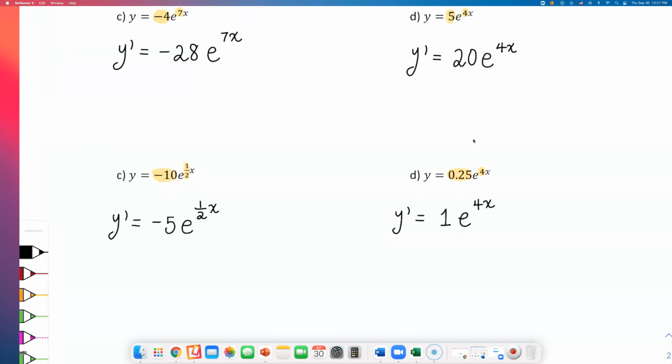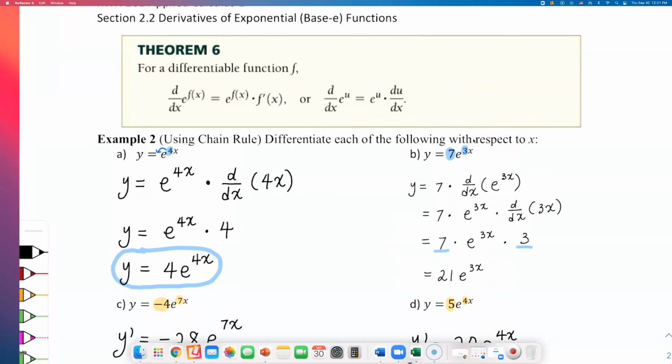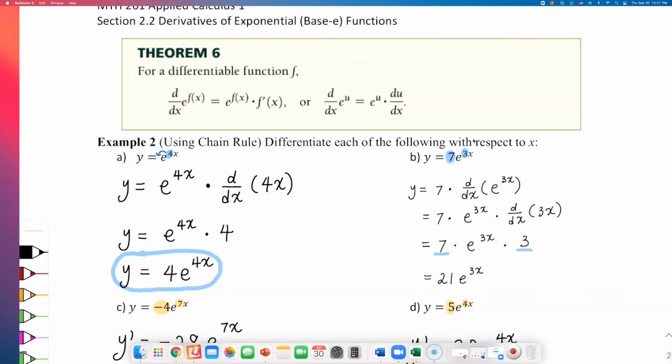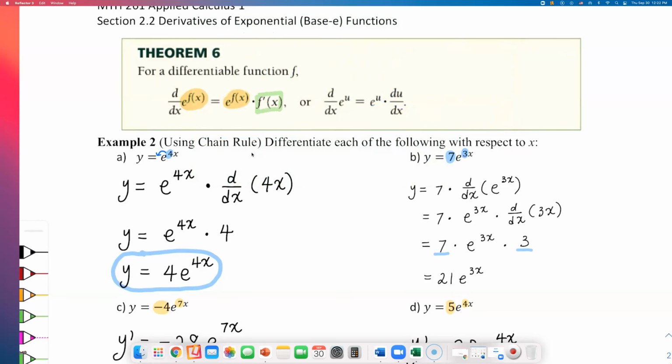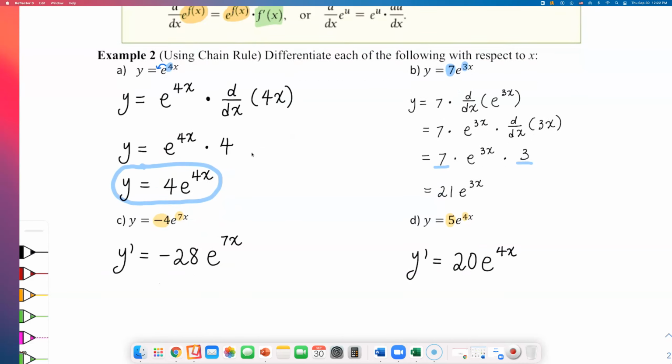I showed you 4 examples based on theorem number 6. So the general rule is, if you're taking a derivative of e to the f of x, where we have a function as an exponent instead of just x, like 2x, 4x, 7x, then you have to write down that same exact term once, but you must multiply that by the derivative of that exponent. We should see a couple more examples.